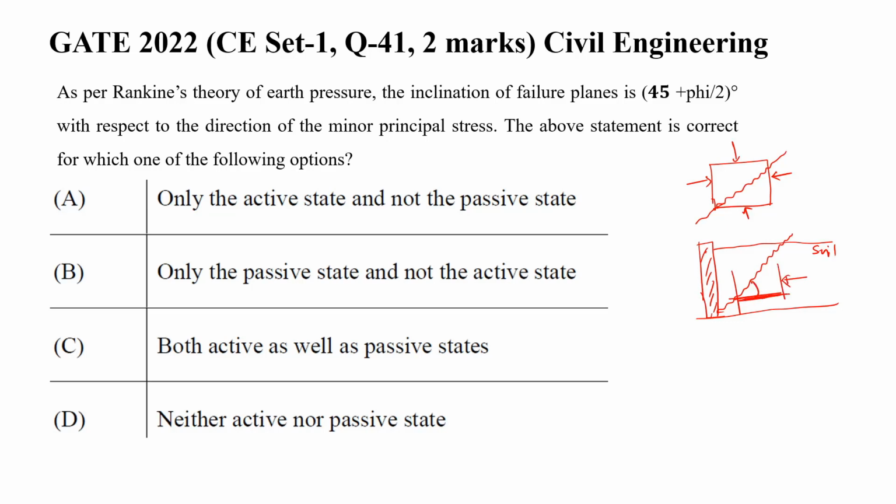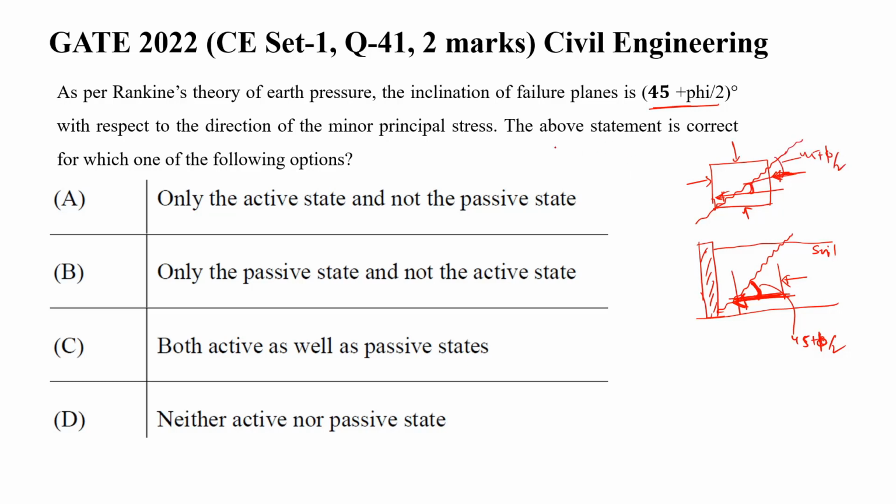The inclination of the failure plane is 45 plus phi by 2 with respect to the direction of the minor principal stress. Let us say this is the minor principal stress direction, and with respect to that, 45 plus phi by 2 is the angle of inclination of the failure plane. So suppose this is the minor principal stress direction, these are parallel, so this angle is 45 plus phi by 2.